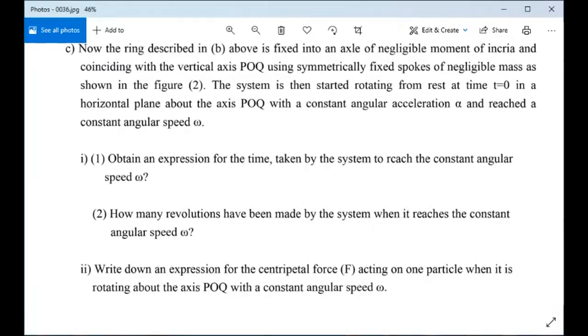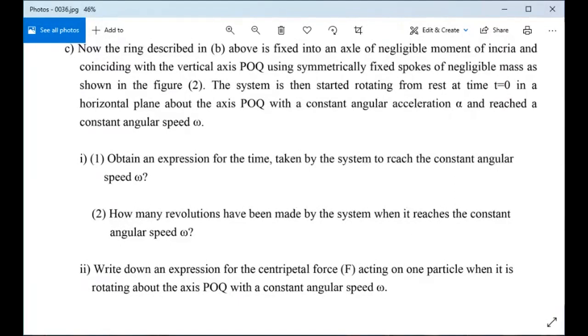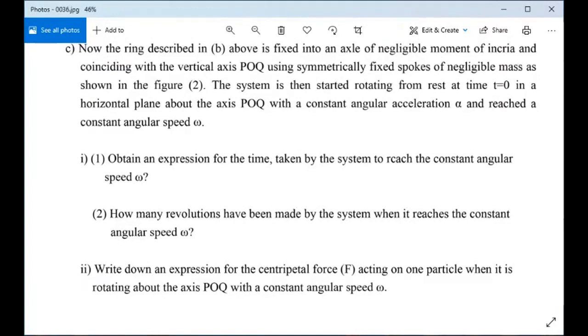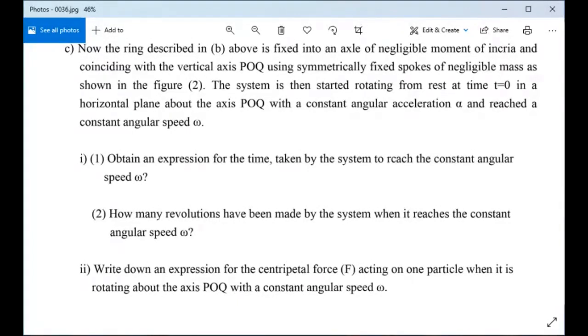Many of the students are doing questions which are not related to our examination, not in our syllabus. So these are the real things they ask in the exam. Read C Roman number 2.